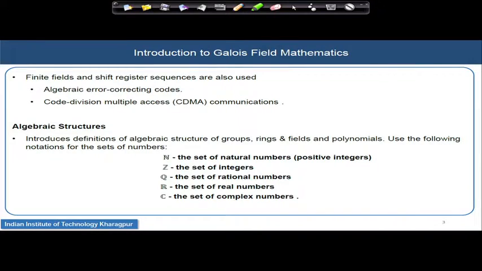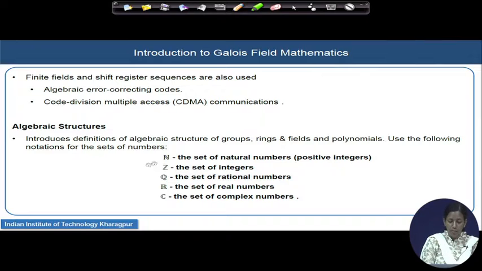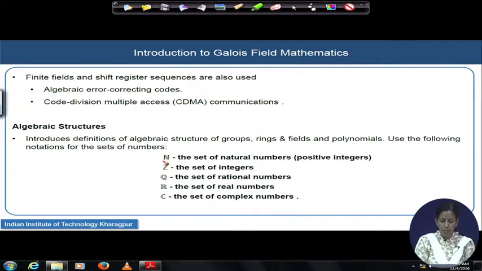So, we will use the following notation. N will be the set of natural numbers, Z the set of the integers, Q the set of the rational numbers, R the set of real numbers, and C the set of the complex numbers. Okay. Natural number, integer, rational number, real number and the complex number.